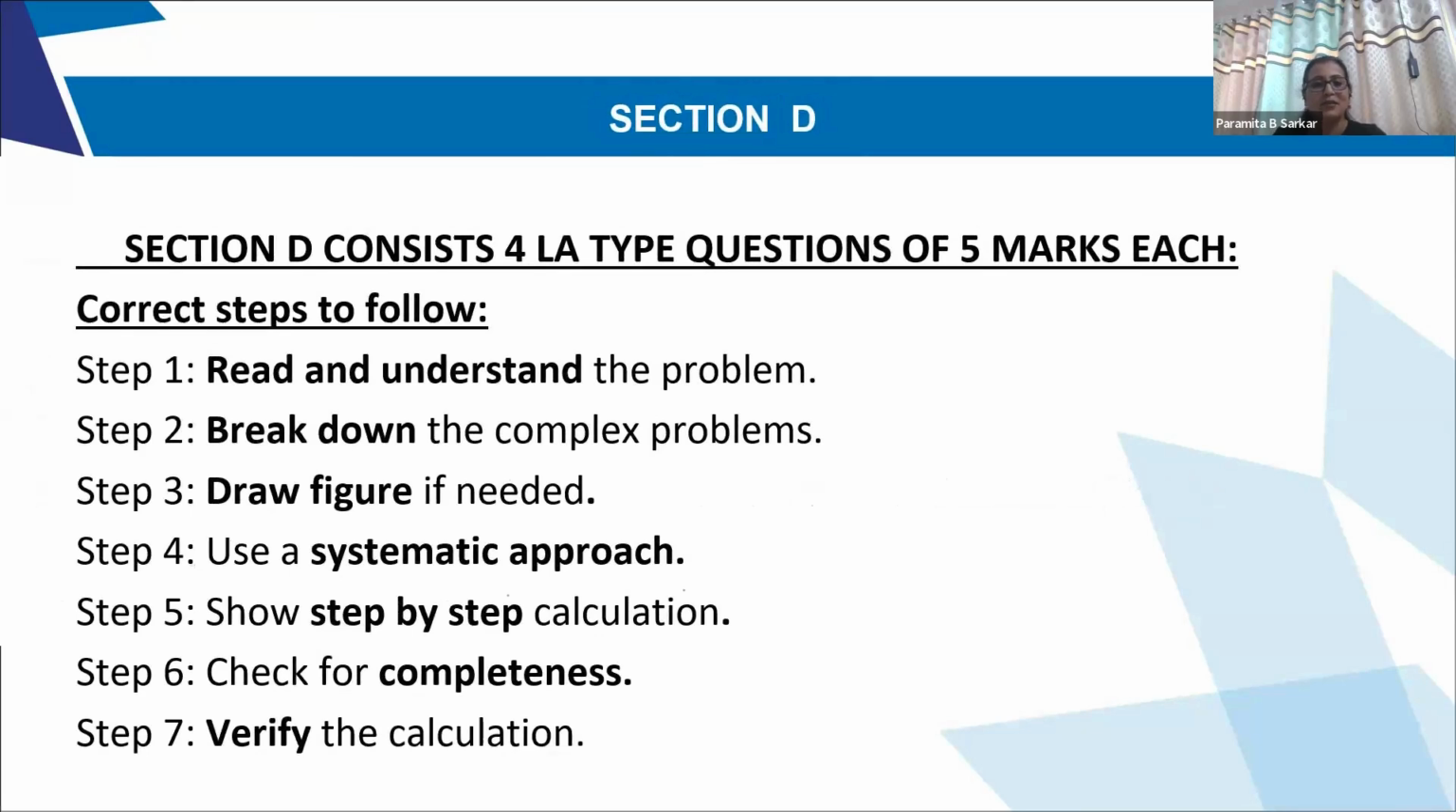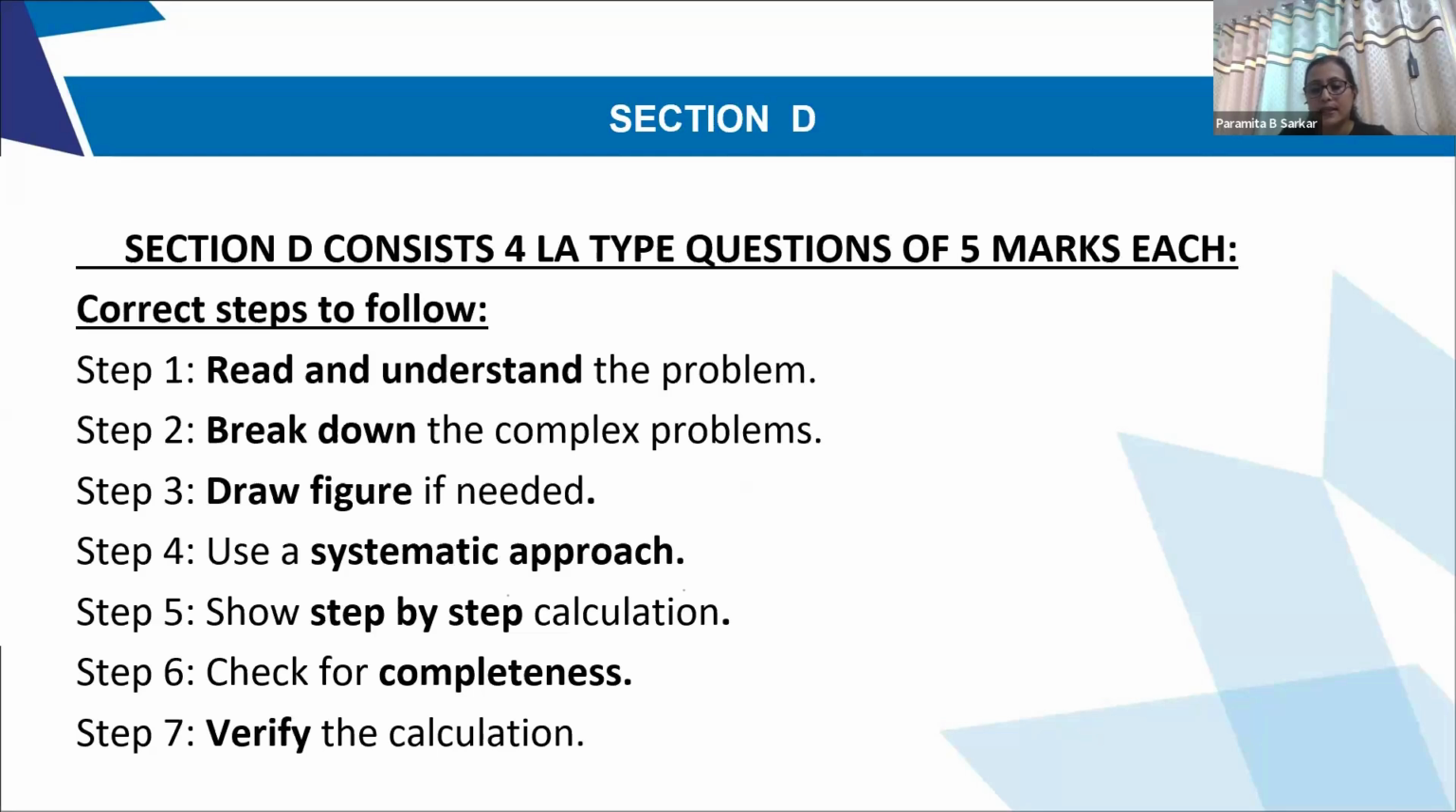Coming to Section D, my favorite section. These sections will mostly have application based questions. So you have to first read and understand what kind of application they have asked, and then break down the complex problem into small parts. Draw the figure. Most of the time, for all the 5 mark questions, you must draw the figure. It is not necessary that the question will mention to draw a figure. No, they will not mention anything. For any theorem like Thales theorem, you must draw it very, very neatly, because the questions from BPT are directly from your textbook.